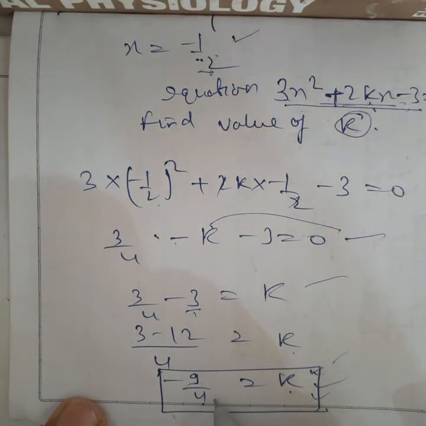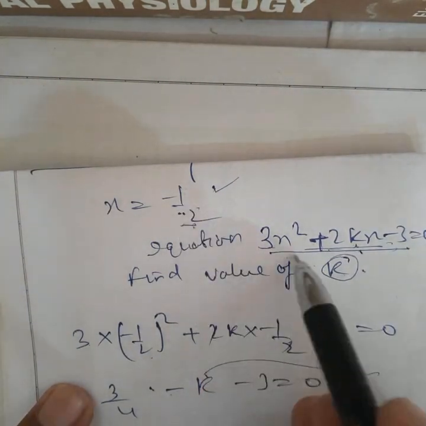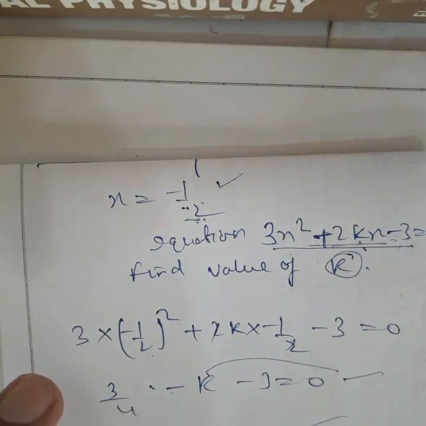So for k is equal to minus 9 upon 4, the root of this particular equation is x is equal to minus 1 upon 2.